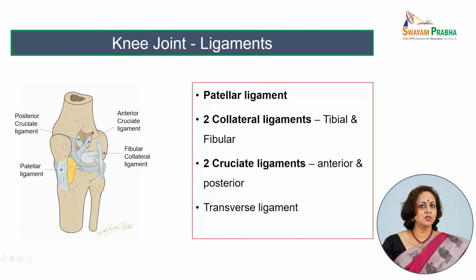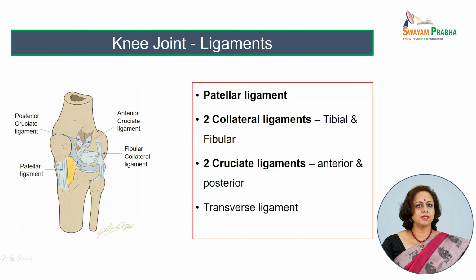Why are they called so? Because they are like a cruciform shape. So this is the anterior cruciate ligament. It's named so because it is attached to the intercondylar area of tibia anteriorly. And there is a posterior cruciate ligament because it is attached to the posterior part of the intercondylar area of the tibia. Besides this, anteriorly intra-articularly, there is another ligament called the transverse ligament.